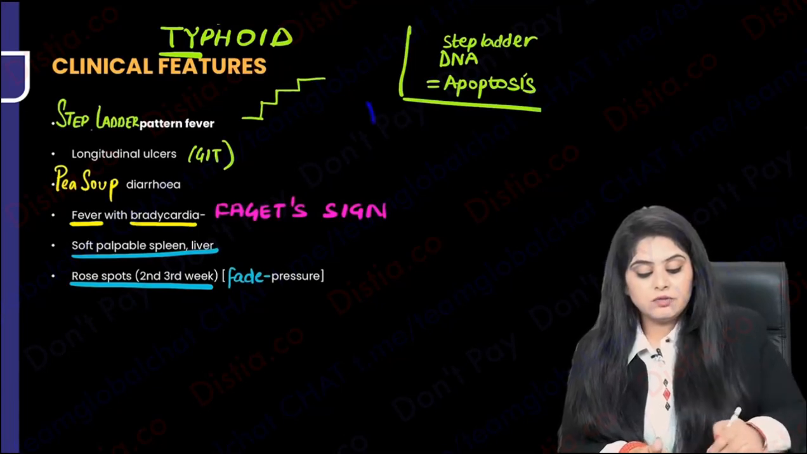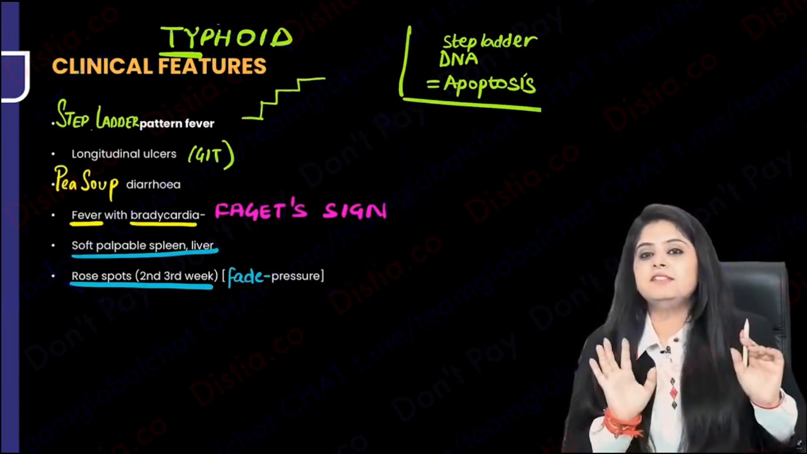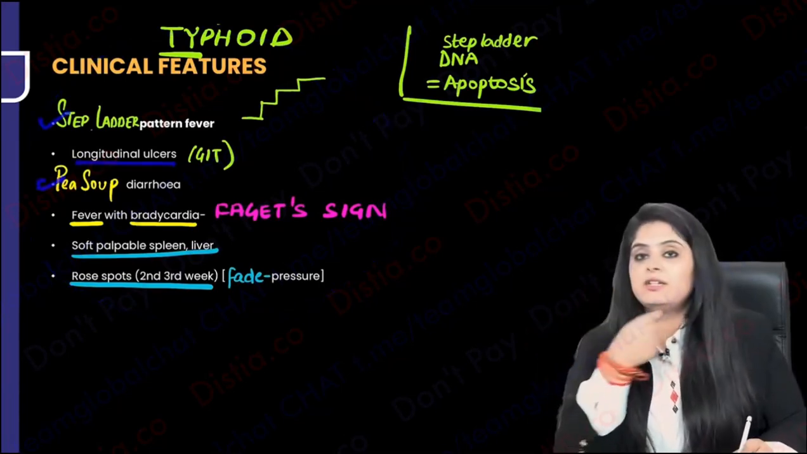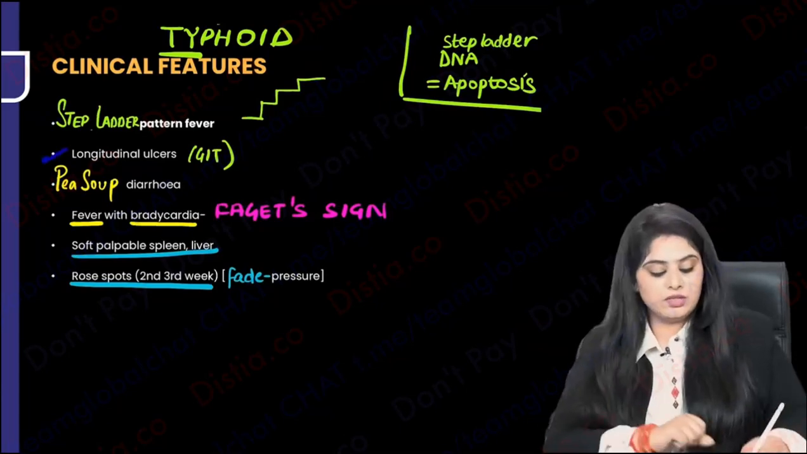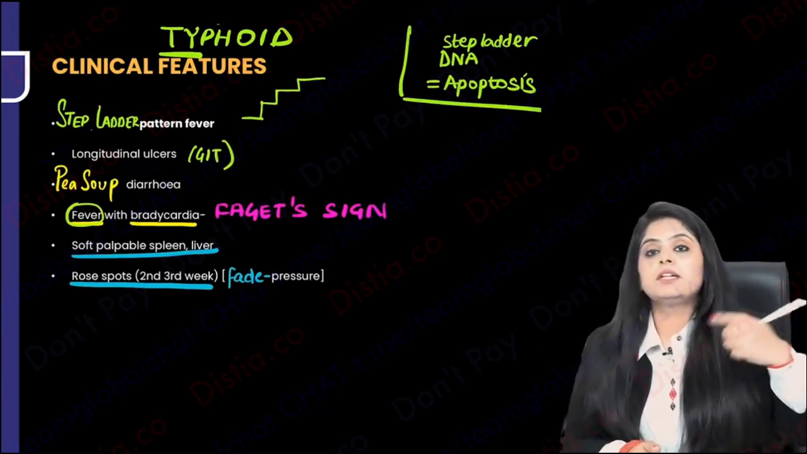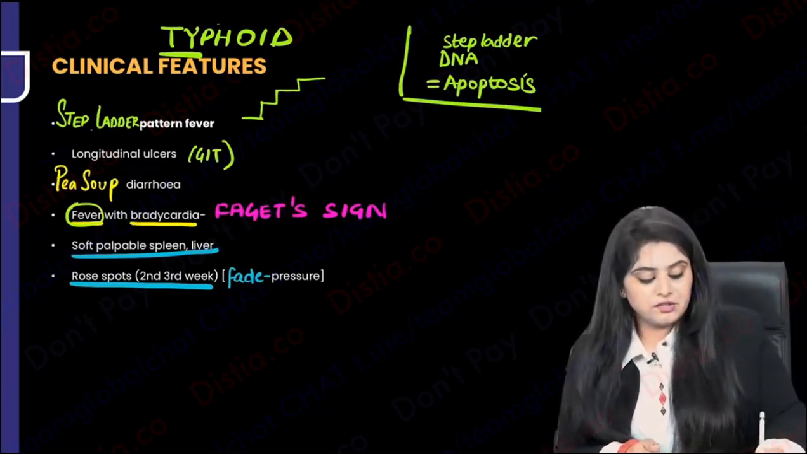So now, out of these, the questions that I expect, fancy names, favorite. What fever? Step ladder. What diarrhea? Pea soup diarrhea. What kind of ulcers? Longitudinal ulcers. Also, whenever you have fever, you expect tachycardia, but here it goes into bradycardia, that is Faget's sign.